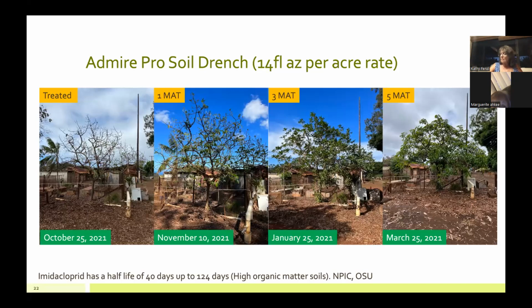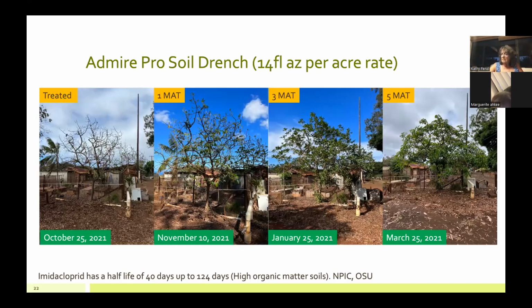At the bottom, you can see, I believe this is from Oregon State University's Pesticide Information Center. I think their information suggests that the half-life is about 40 to 124 days in the soil. If you have a high organic soil, it'll be longer; if you have a lower organic matter soil, it'll be shorter. But that would be the period for existing in the soil where the plant can take it up into the leaves for the control of the lace bug.